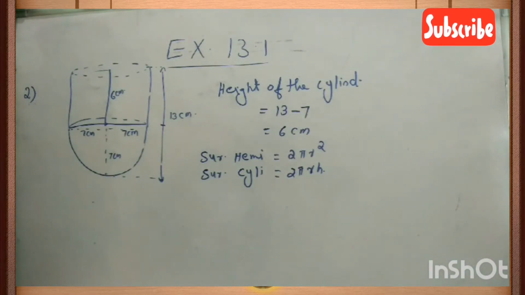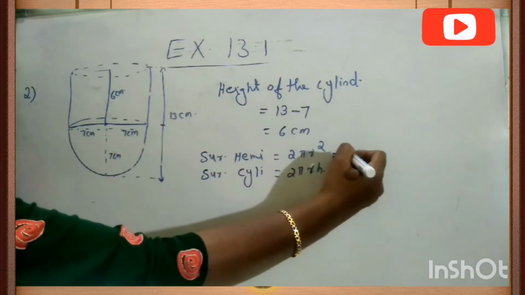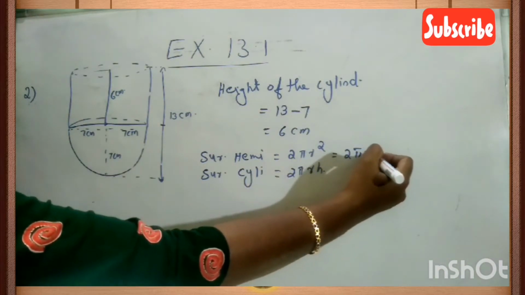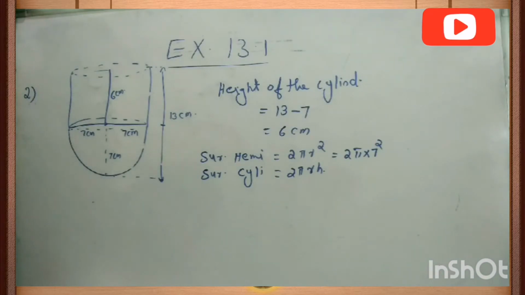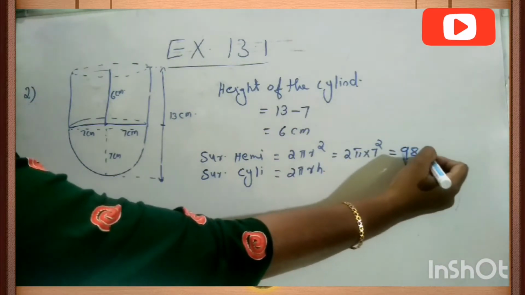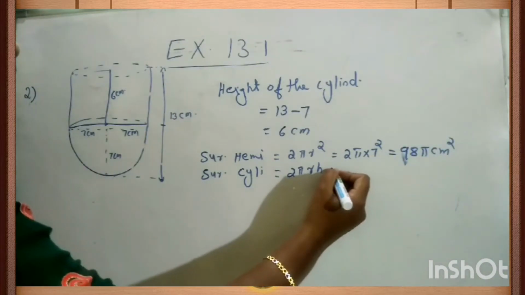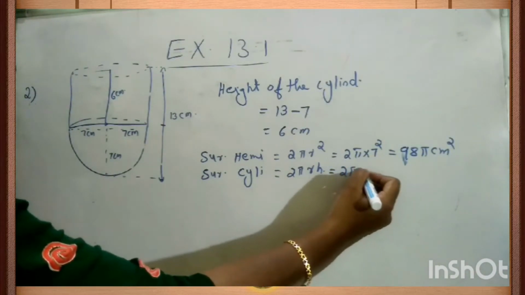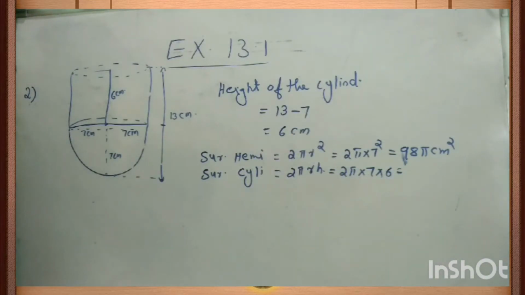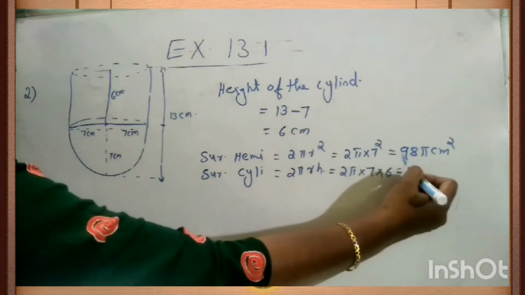Here the radius of the hemisphere and the radius of the cylinder are equal. So this is equal to 2 into pi into, what is the radius, 7 square. 2 into pi into 7 square, that is 98 pi. This is equal to 98 pi centimeter square. And this is equal to 2 into pi into radius, same, so 7, into height 6.